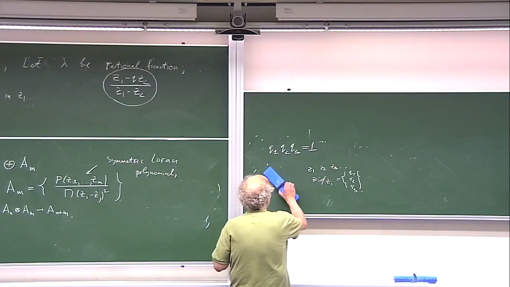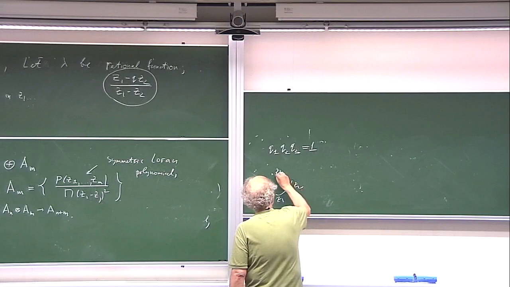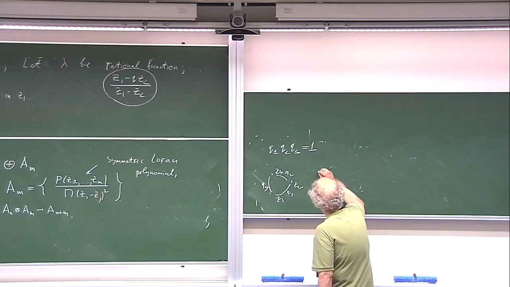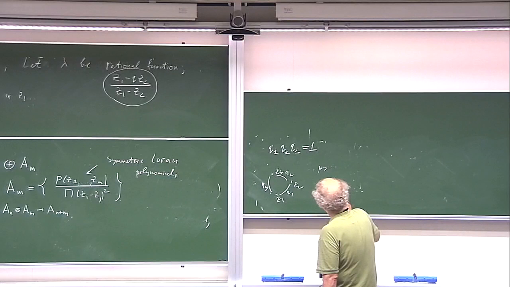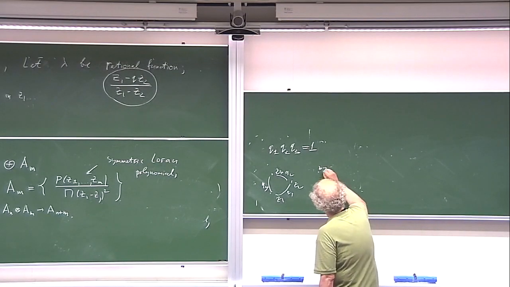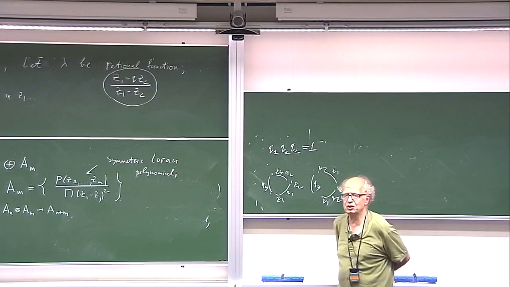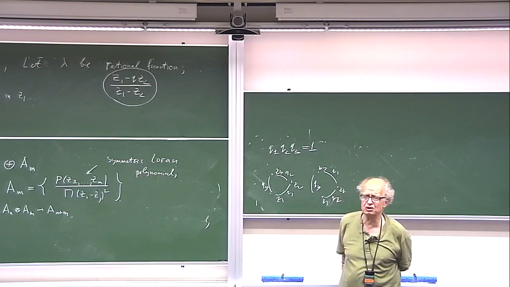Because Q1, Q2, Q3 is 1, then we have simple wheels. Z1, Q2, and Z3. If this ratio is Q1, this ratio is Q2, then this ratio is Q3. Therefore, we have a wheel. Or we have a wheel Z1, Q2, and Z3. Here we have Q1. Maybe here we have Q2, here we have Q1, and here we have Q3. We have such special wheels, and in this case it is possible to see that all other wheels just follow from that.